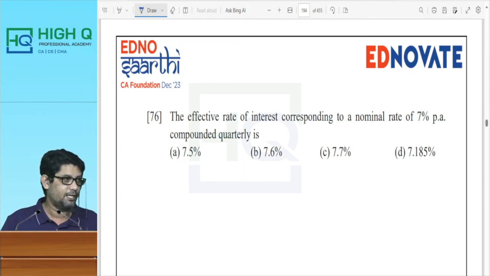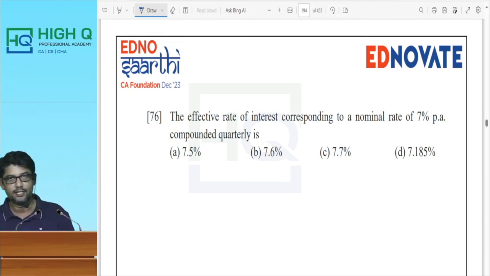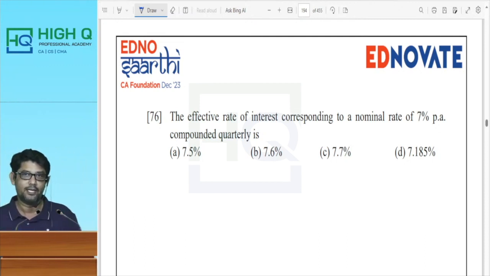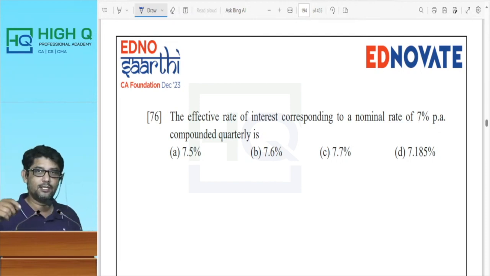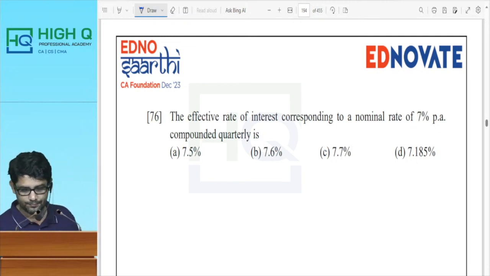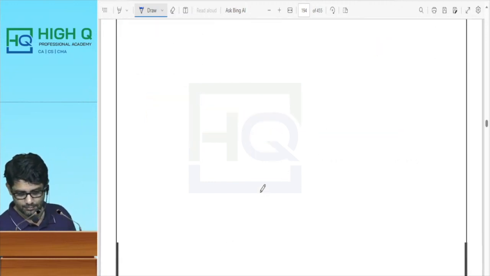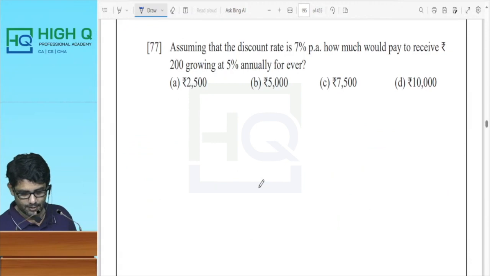Especially in paper 3, they have added sampling theory and limits and continuity. There are some new topics also they have added. So my dear, please don't think about the next attempt. I want you to clear in this attempt itself. Okay. Next.